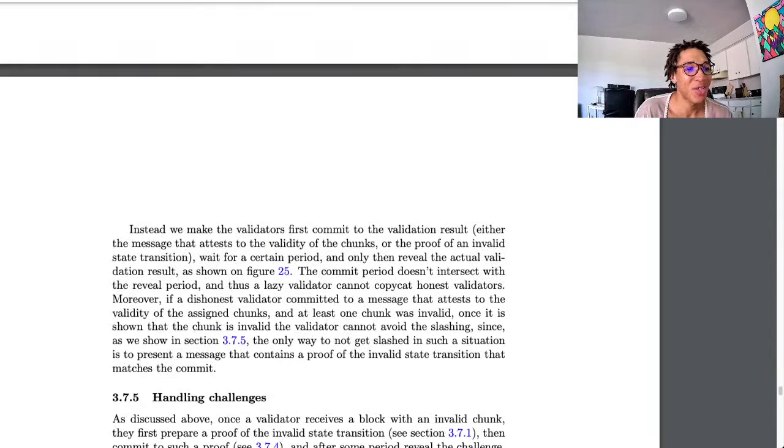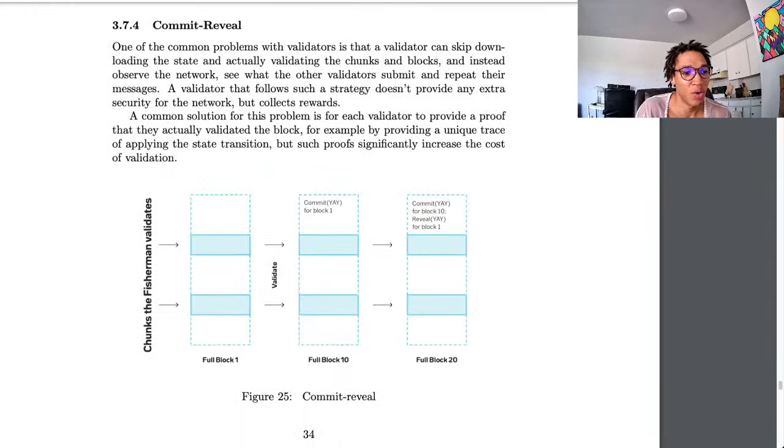Instead, we make the validators first commit to the validation result. So you commit to what you're saying the truth is, or proof of an invalid state. Wait for a certain period, and only then reveal the actual validation result, as shown in figure 25. So you have a full block, number one. In block 10, you have the commit for block 1, and then in block 20, you commit for block 10 and then reveal for block 1.